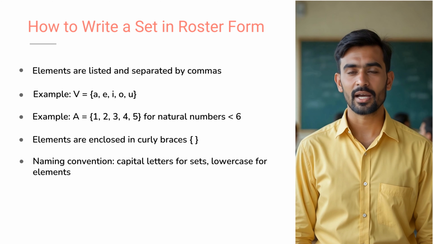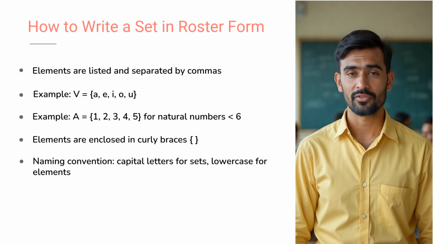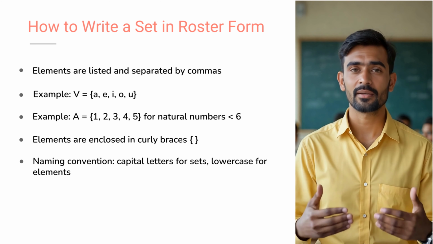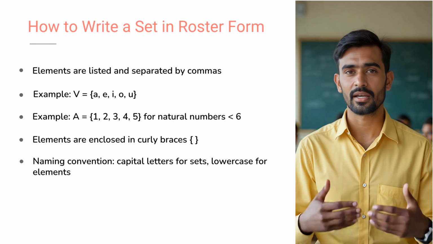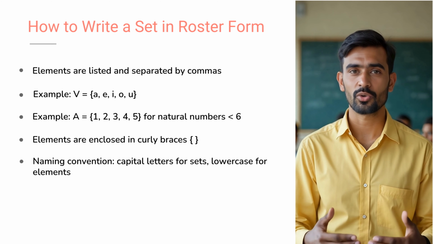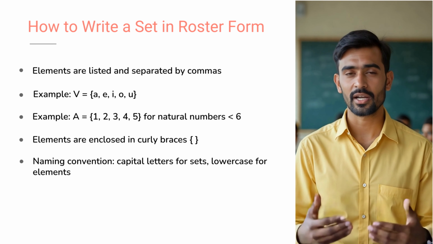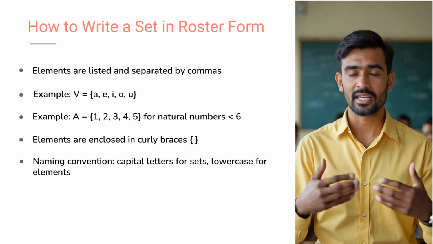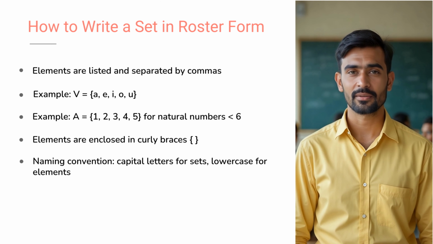Now another example. Let set A be the set of natural numbers less than 6. Then we write A equals braces 1, 2, 3, 4, 5. Notice, elements are separated by commas and the entire list is enclosed within curly brackets.